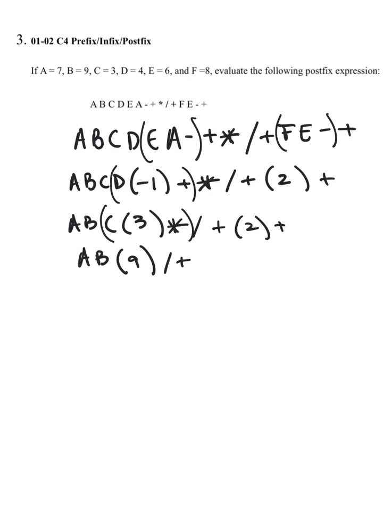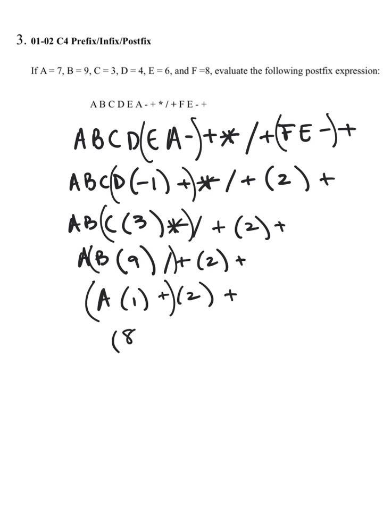And then you, like usual, finish writing this expression out. Then B divided by 9, and B is 9, so that's just 1. So A, 1 plus 2 plus, then it's A plus 1, which is 8. So like usual, drawing the brackets, so it's 8, 2 plus, because it's a postfix, that means that the final answer is 10.